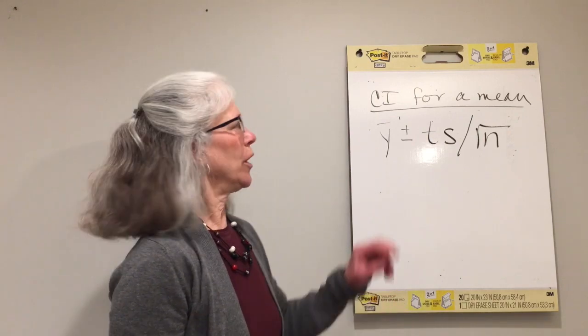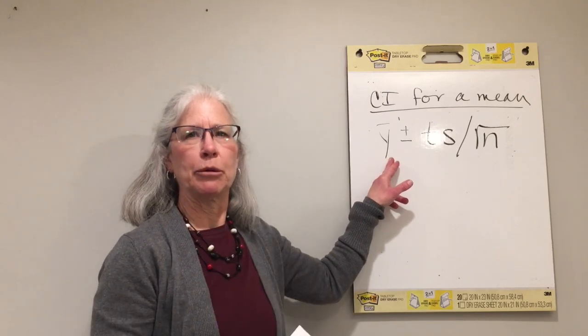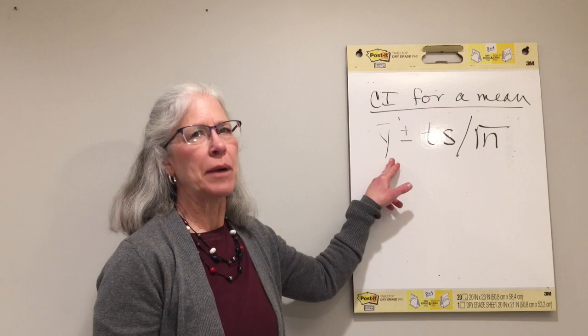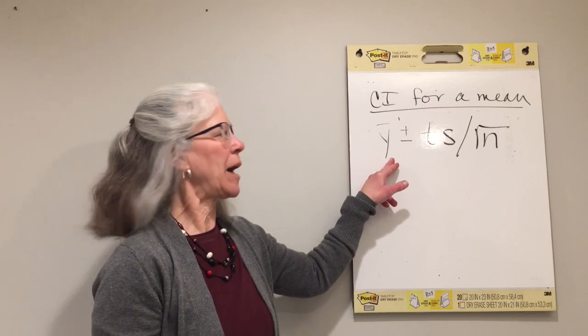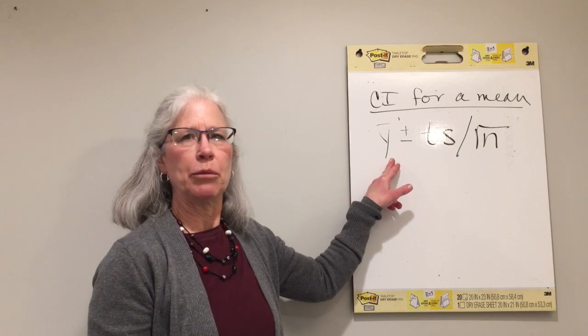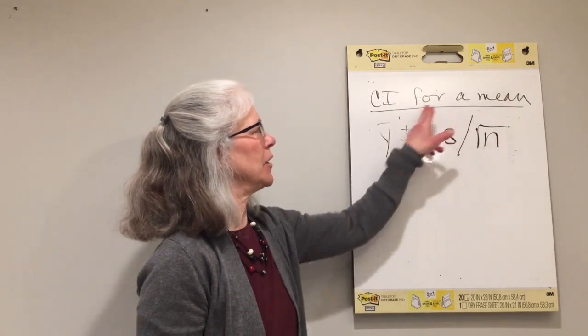As before, we start with our sample value. Before we started with a sample percent, now we're starting with a sample mean. That is our one and only best guess at the true population mean. But we know that if we took a different sample, we'd probably get a different sample mean. And that's why we have to add and subtract this piece.